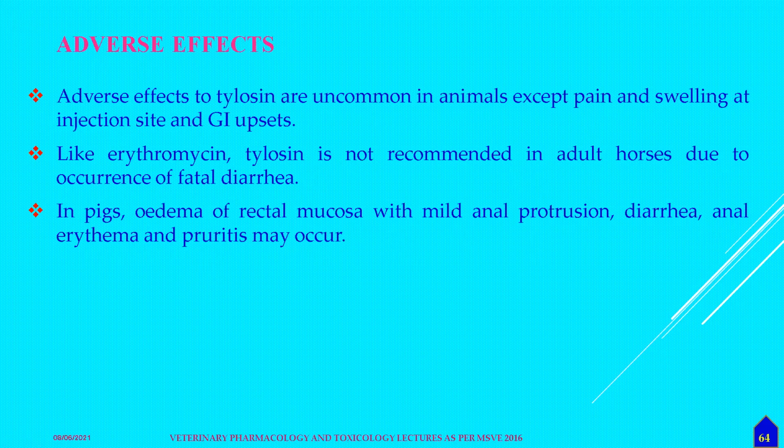So here is another thing, in pigs: edema of the rectal mucosa with mild protrusion, then diarrhea, anal erythema, and pruritus may also be seen. This is somewhat new because how we can correlate, we also do not know. Edema of the rectal mucosa with mild anal protrusion, that is the prolapse, and diarrhea and anal erythema are also present.